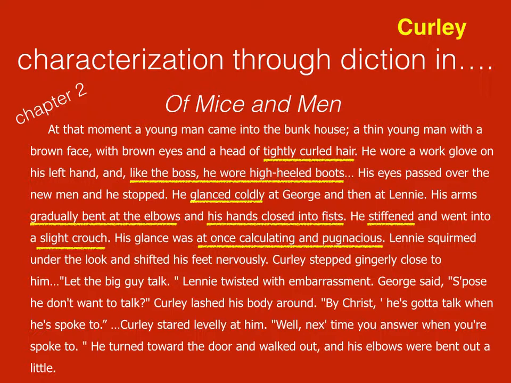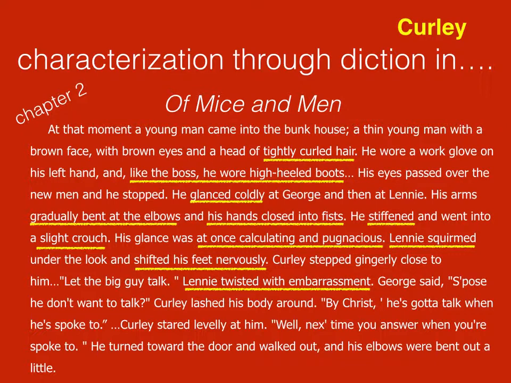Now, one of the other things we've discussed is that a character is also built by the author explaining the other character's reactions to that character. So we can see here that Lenny is extremely intimidated by Curly and very uncomfortable. He squirms under Curly's look. He shifts his feet nervously. He twists with embarrassment. Okay, all of those things indicate that he's afraid of Curly. He doesn't want to start anything, and those word choices tell us that.